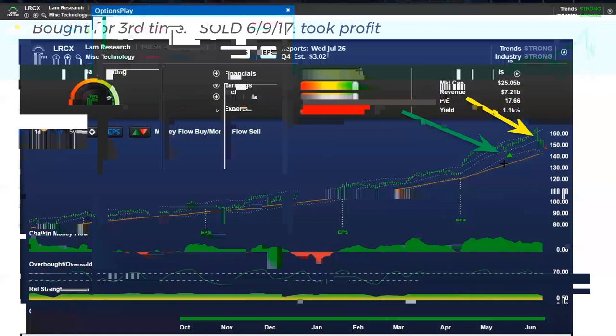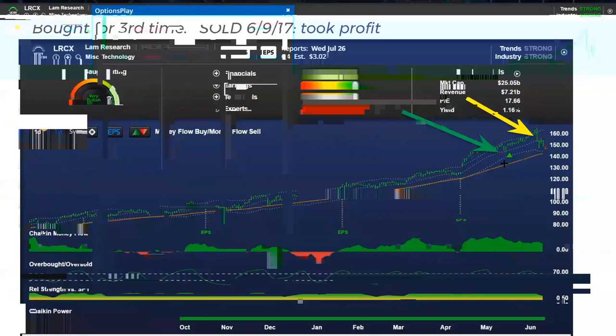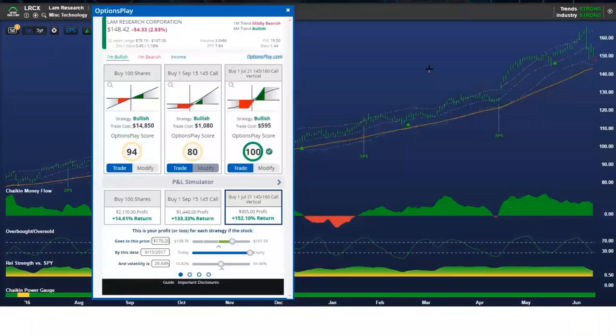One of the things that Options Play did is it said, hey, you got a score of 80. That's just so-so. Maybe there's a better opportunity out there. And that's fine. Go through the process. The process will either say, yes, you do it, or no, you don't. And it takes the emotion out of it. And that's the beauty of it. So it's a quick and easy and simple way to start setting up option trades with low risk and good rewards.